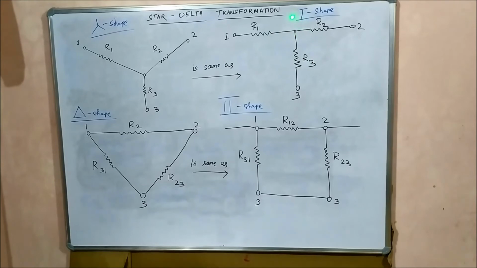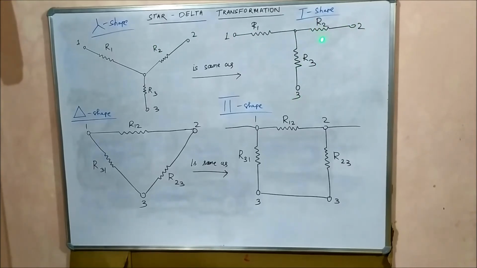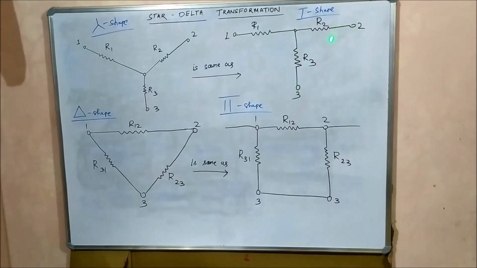So if you come across a shape like this, you can apply the same star to delta conversion formula to get the equivalent delta shape. The star shape and the T shape are the same. They have the same resistance values between the same 3 points, 1, 2 and 3. Here also 1, 2, 3, here also 1, 2, 3.